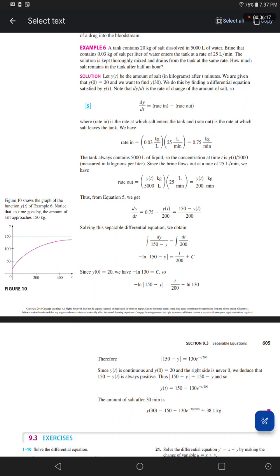Sidebar: Figure 10 shows the graph of the function y of t of Example 6. Notice that as time goes by, the amount of salt approaches 150 kilograms. See Figure 10.